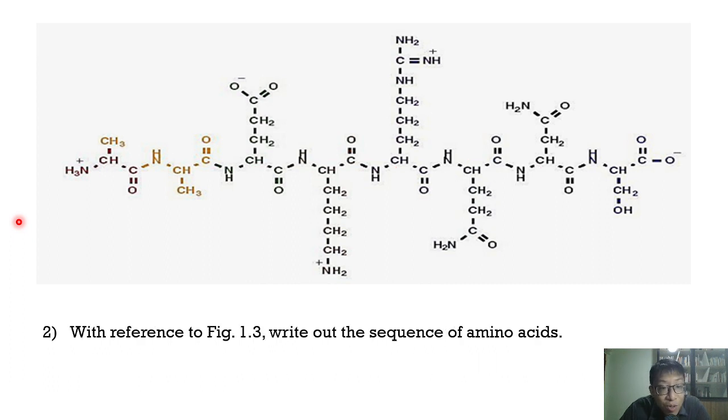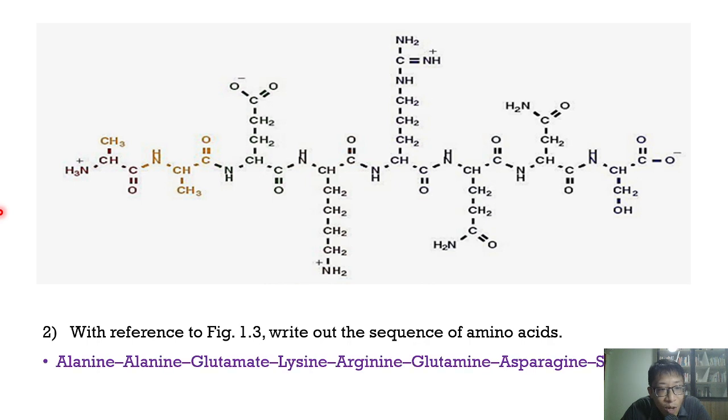Okay, move on to question 2, the sequence of the amino acids. So here you look at the R groups, identify the R groups, and then use figure 1.3 in the notes to find which amino acid it is. So this should be the sequence that you can come up with.